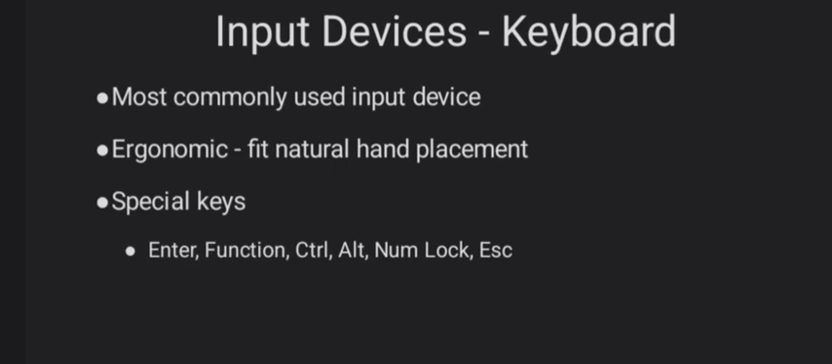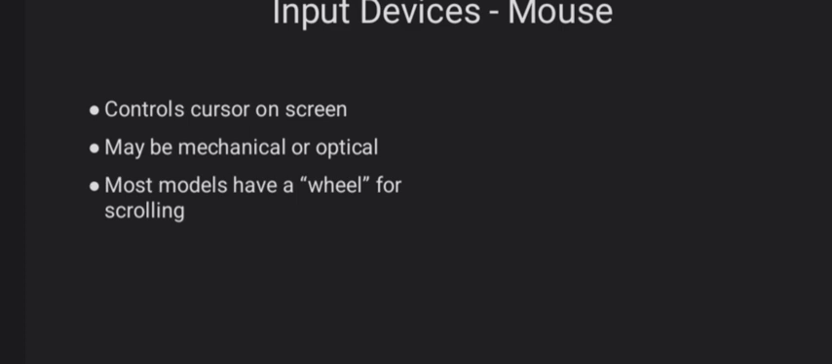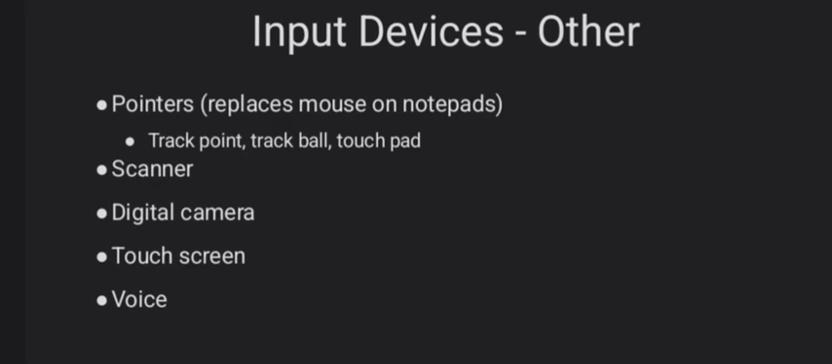Input devices. Input devices are the ones using which we give data to the computer. Example, keyboard or mouse. Mostly common used input is keyboard. And also we have a keyboard that is ergonomic, that is, it is user friendly, it can fit natural hand placement, etc. Then we have mouse, it controls the cursor on the screen, it can be mechanical or optical, etc.